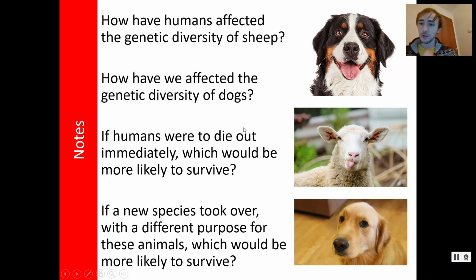Definitely dogs. Because there's such a different variety of dogs that pretty much no matter what purpose they picked for them, they'd be able to find a dog. Sheep are pretty much only good for meat and wool, and that's pretty much it. Because that was what we've selected for, we've removed all other variation. So, the dog, which has an enormous amount of genetic diversity, is better capable of adapting to changes than the sheep, which has a lot less genetic diversity.